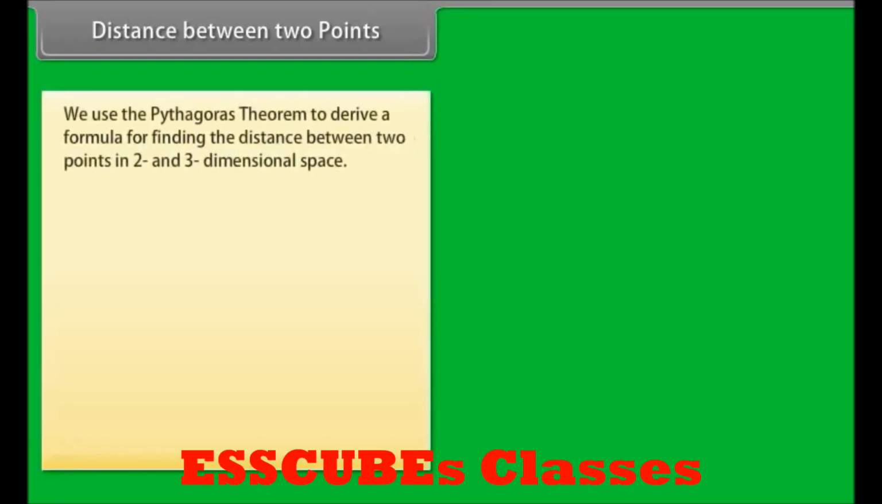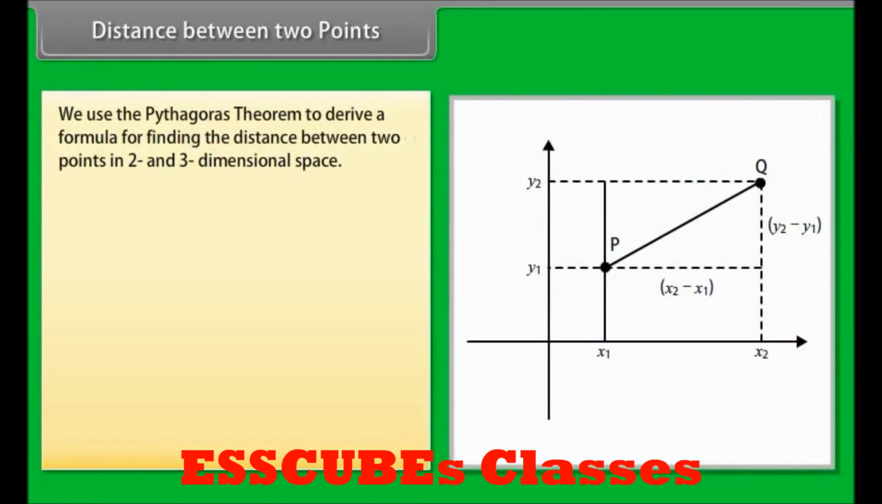Distance between two points. We use the Pythagoras theorem to derive a formula for finding the distance between two points in 2 and 3-dimensional space. Let P = (x1, y1) and Q = (x2, y2) be 2 points on the Cartesian plane as shown in the figure.